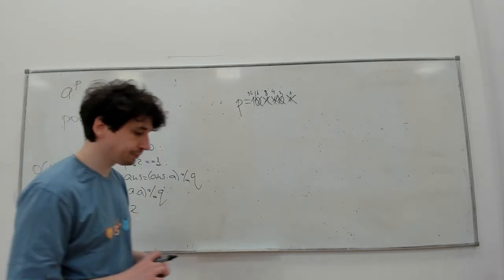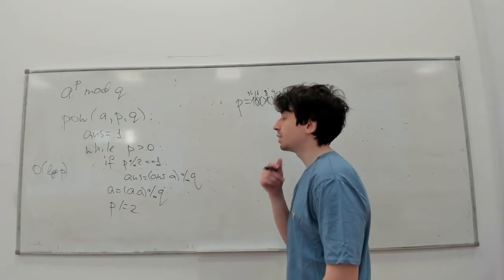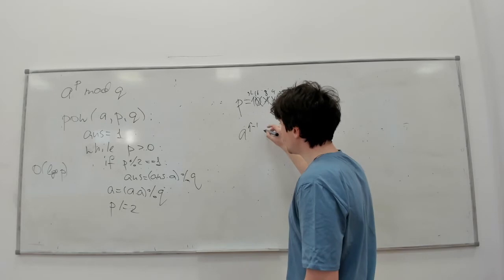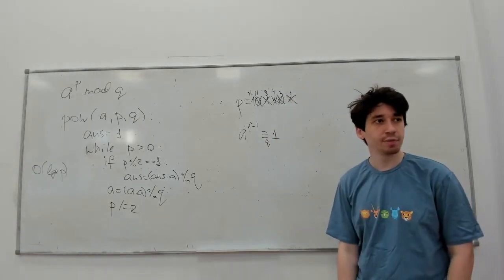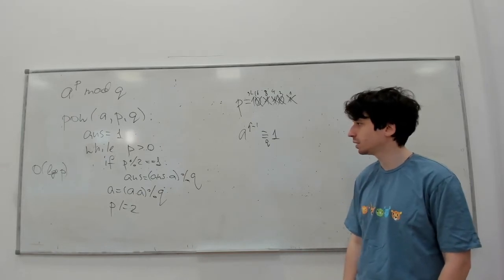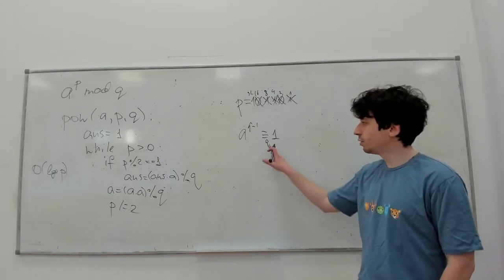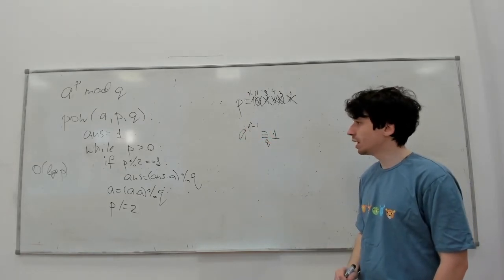If we come further, so if q is a prime number, it is known that a in the power of q minus 1 modulo q equals 1. This is Fermat's little theorem. I think I will not go into proving it here. It's quite easy to prove, but still, this is out of scope. So if q is a prime number, then this holds.